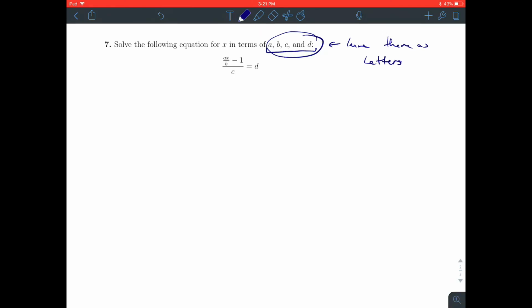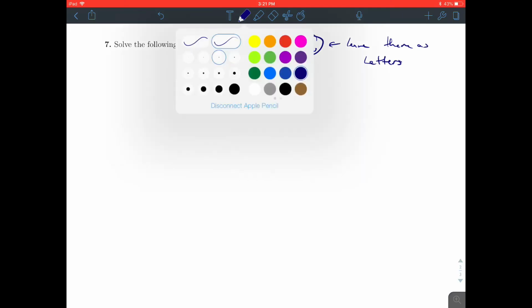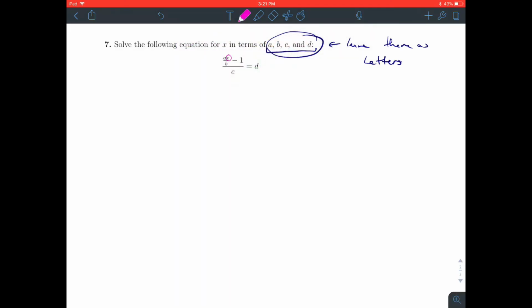Okay, so we need to solve this equation for x. So thinking about what we have to get rid of first, A, B, 1, or C, since the C is furthest away, let's start by getting rid of the C. So we'll multiply by C on both sides. That gives us C's canceling out. AX over B minus 1 equals C times D.